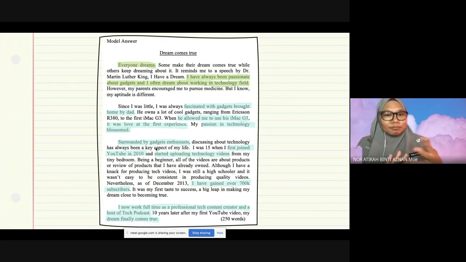That's a good word. And I repeat the keyword once again. Here you can see dream comes true, and I repeat it, I put it there in my essay just to emphasize that my dream finally comes true. So I hope it helps. So that's about it. That's about writing.